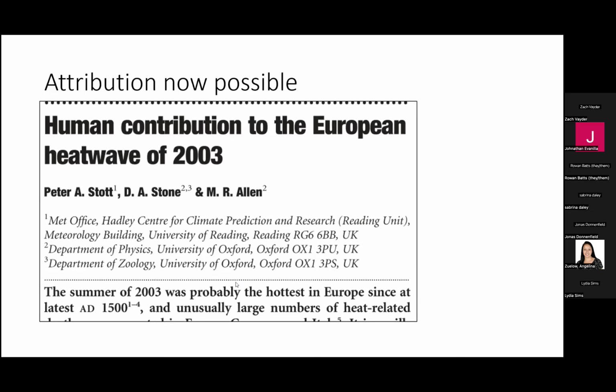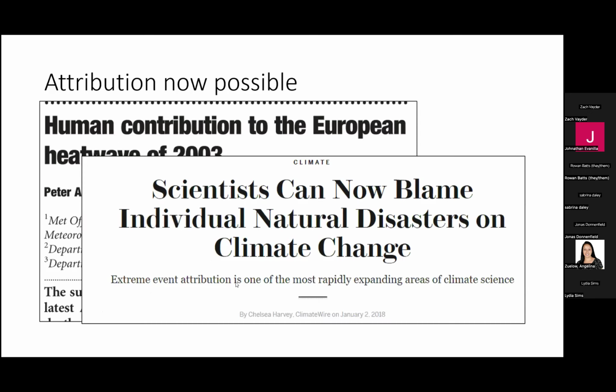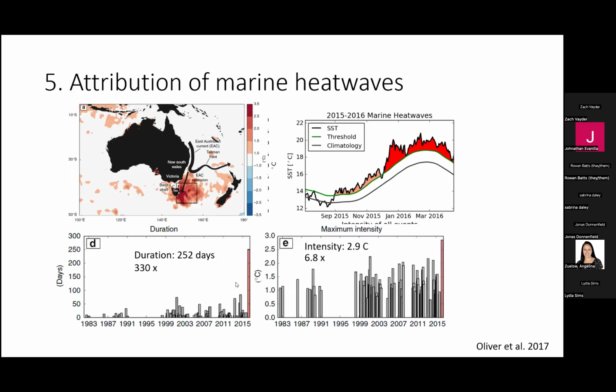But attribution has been possible for almost 20 years now. And the first study that I came across was about attributing the European heat wave and working out whether that would have occurred with or without climate change. And so since then, scientists can now blame individual natural disasters on climate change using attribution methods.